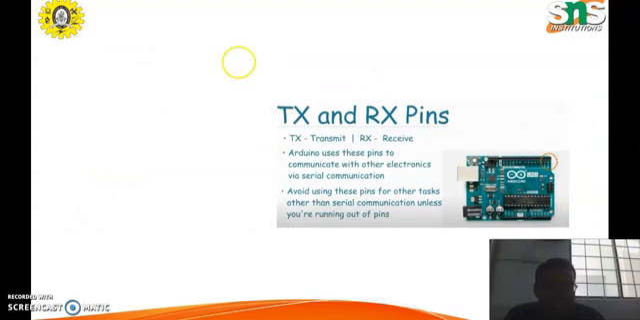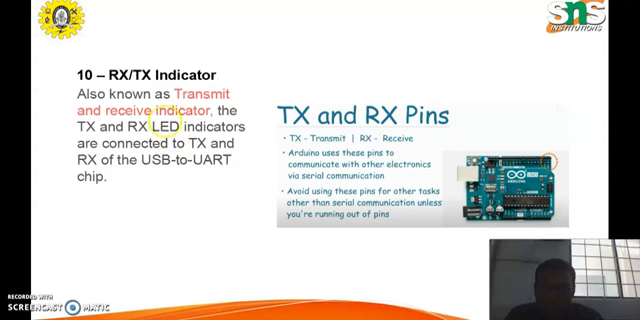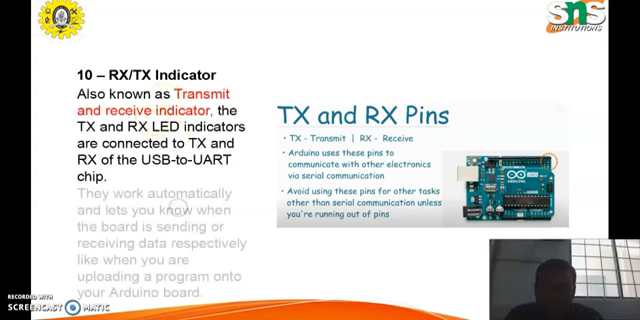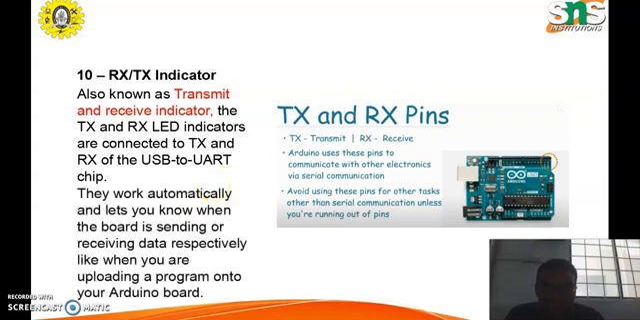TX means transmit and RX means receive. Arduino uses these pins to communicate with other electronics via serial communication. It is also known as the transmitter and receiver indicator. They work automatically and let us know when the board is sending or receiving data respectively, like when uploading the program onto the Arduino board.